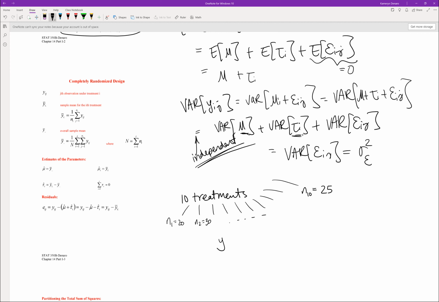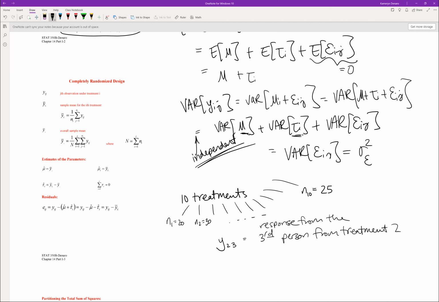If I say, what is the Y2,3 observation? That would be the third person, and I should say the response from the third person from treatment 2.